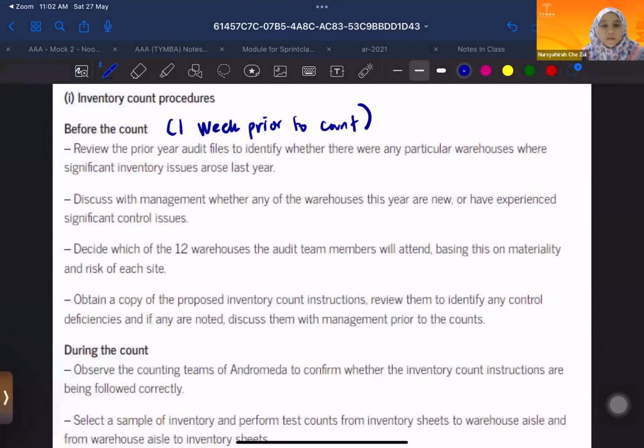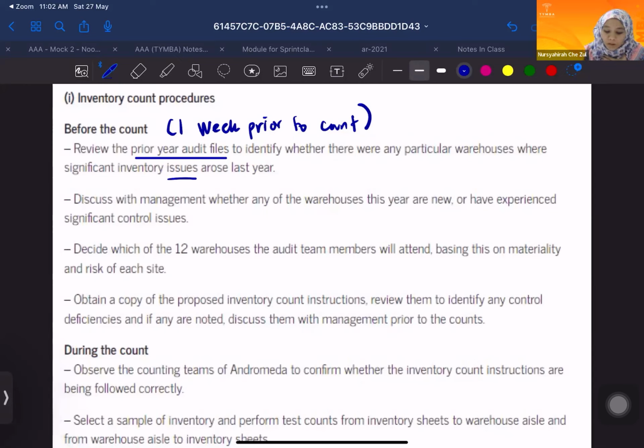So first thing first, as auditor, if we are going to attend the inventory count, we must first look into the prior year working papers or prior year audit files. Why? Because we want to identify the usual issues, because you want to be prepared. You don't want surprises. So you want to identify in advance the possible issues during the inventory count which already happened in the prior year. Perhaps it could happen again.